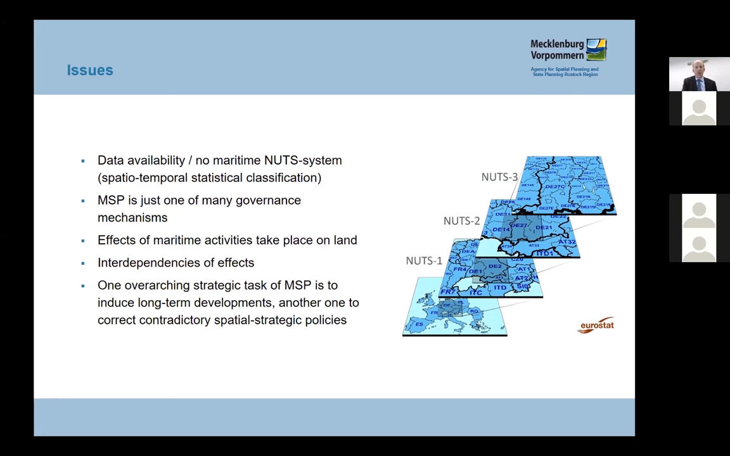Then, of course, there are interdependencies of effects, so it's not always easy to make a good distinction between them. Is this an effect of climate change, or is that an effect of fisheries? You need to be careful, and this is a bit of a methodological problem, to make a good distinction here.